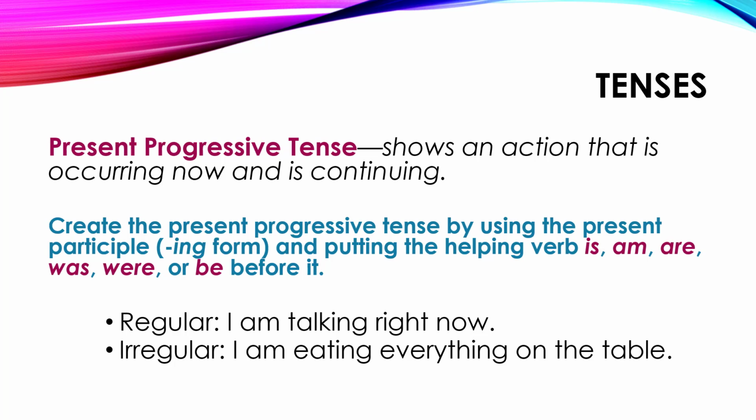So for a regular verb, I am talking right now. So that means the talking is happening right now and it's continuing. I am eating everything on the table. It's happening right now and it's a continuous action.